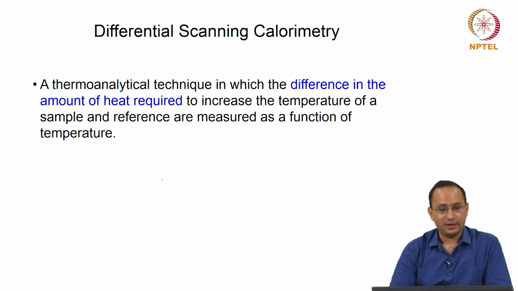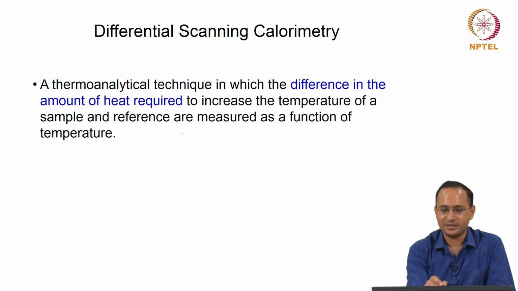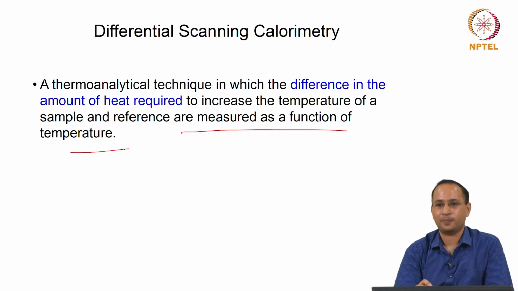Differential scanning calorimetry. It is a thermo analytical technique in which the difference in the amount of heat required to increase the temperature of a sample and reference are measured as a function of temperature. Pay attention. So, here what we are measuring is the difference in the amount of heat required to increase the temperature of sample and reference, as a function of temperature.